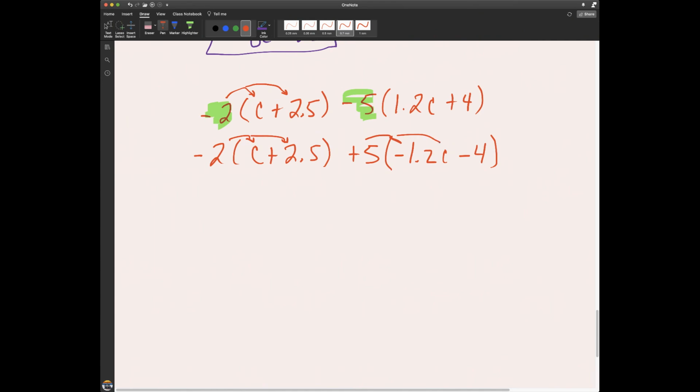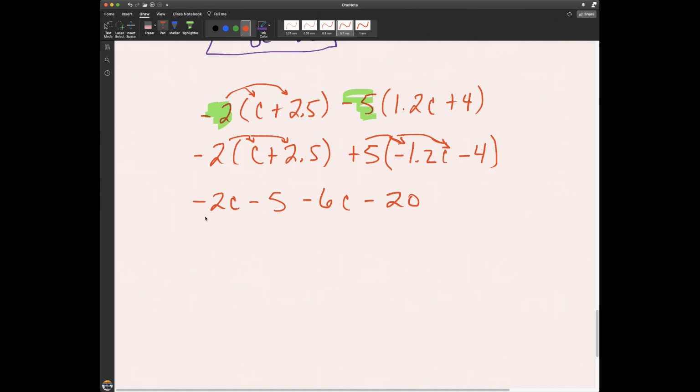Do the distributive property, right? It sounds like a dance or something. All right, so this is negative 2 times c, and negative 2 times positive 2.5 is negative 5, plus 5 times negative 1.2c, and I put plus here, but really I can erase that. 5 times negative 1.2c is negative 6c. And then 5 times negative 4 is negative 20. And I can go ahead and combine my like terms.